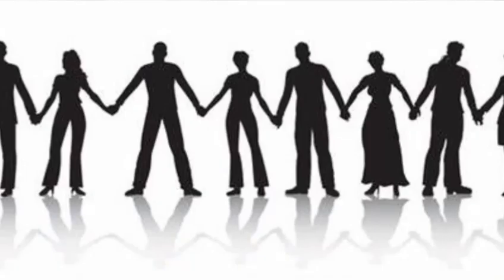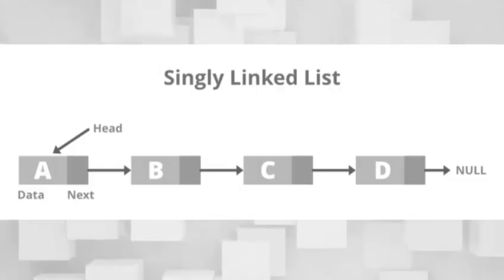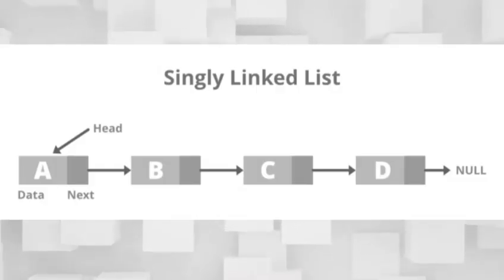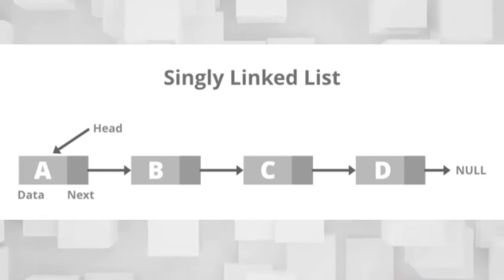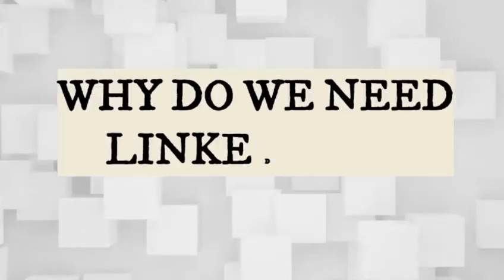Imagine a line of people holding hands. Each person represents a node, and the hands holding represent the connections, or links between the nodes. In a singly linked list, each node holds data and a reference or link to the next node in the sequence. Now, why do we need linked lists?